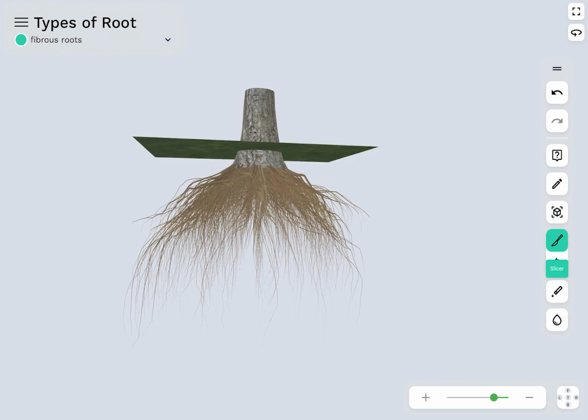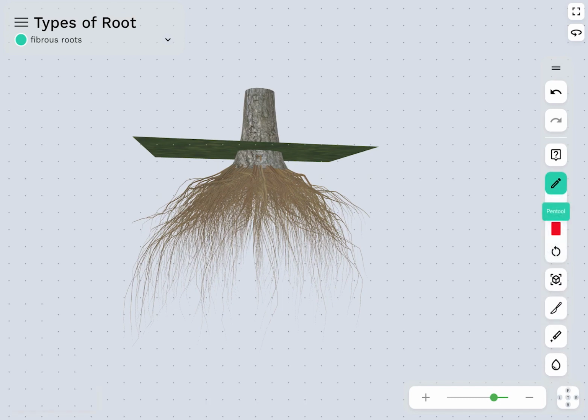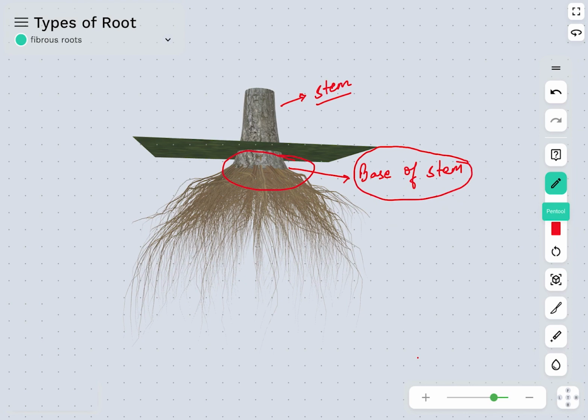As you can see, if we slice out the layer, these fibrous roots are thin branch-like structures which are originating from the base of the stem. You can see that this is the stem portion. These roots are originating from the base of the stem. So this origination of the roots from the base of the stem is the uniqueness of the fibrous root systems.